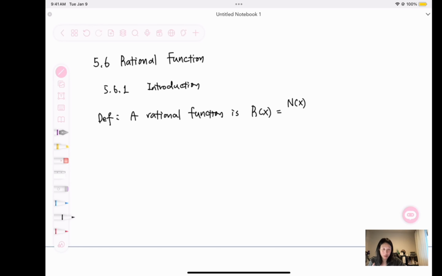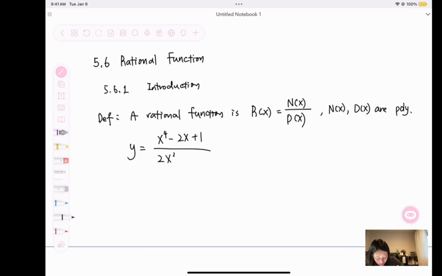The one on the top is the numerator polynomial. I use the letter N to represent the polynomial on the top, and the one on the bottom I denote as D(x), meaning the denominator polynomial. So the numerator and the denominator are polynomials, such as y equals x to the fourth minus 2x plus 1 over 2x squared plus 3x. These are two different polynomials. The numerator and denominator combined together are called the rational function.